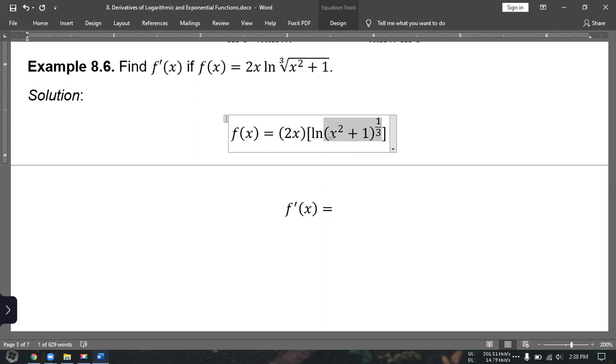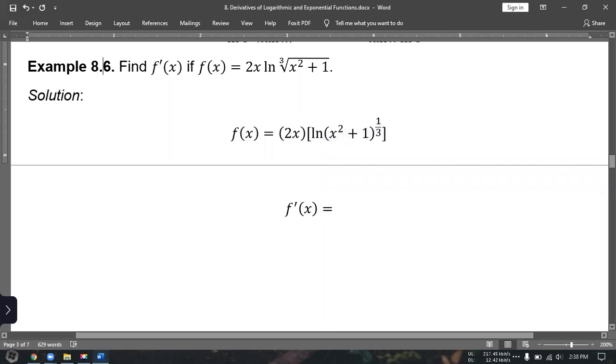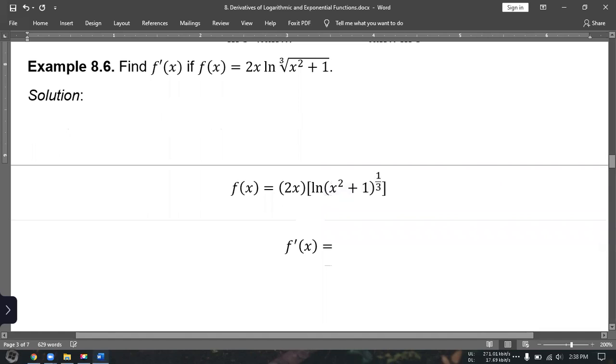So let's do that. If you're still unfamiliar with the product rule, let 2x be the variable u, and let the natural logarithm be our variable v. And if you remember, the product rule is u derivative of v plus v derivative of u. The first factor times the derivative of the second factor plus the second factor times the derivative of the first factor.